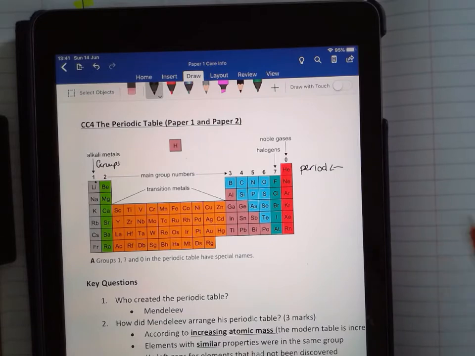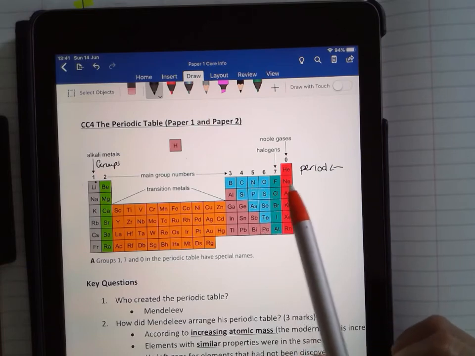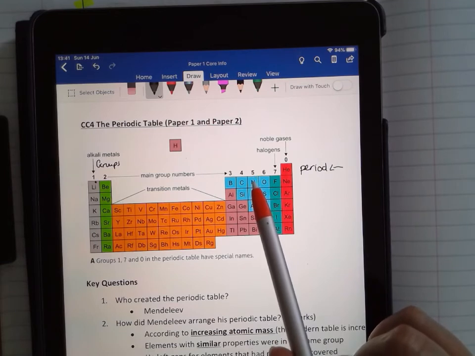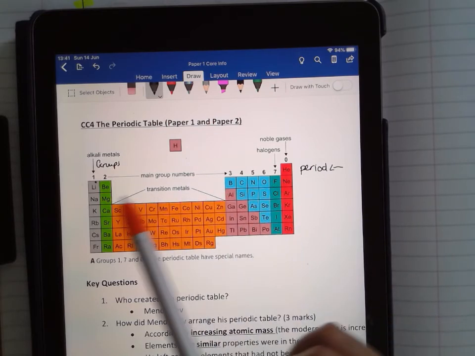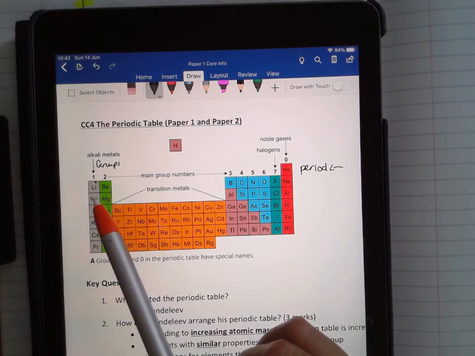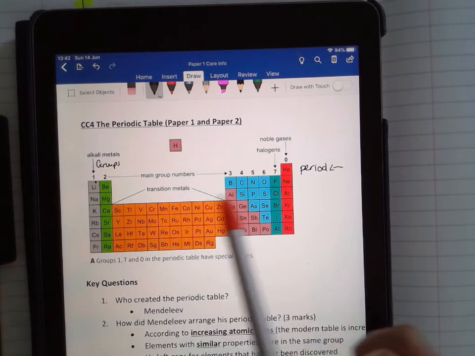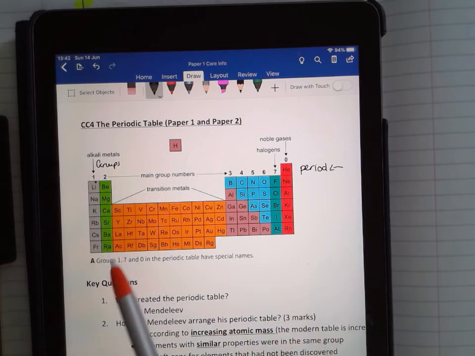So if I picked nitrogen here and I said, give me the name of an element in the same period as nitrogen, I need to know that the period is the row going across. And if I want another element in the same period as nitrogen, I could pick oxygen or fluorine or carbon, because they're all in the same row. If I asked you for an element in the same period as magnesium, that could be sodium, or aluminium, or silicon, because they're all in the same row. So period means the row that goes across, group means the column that goes down.